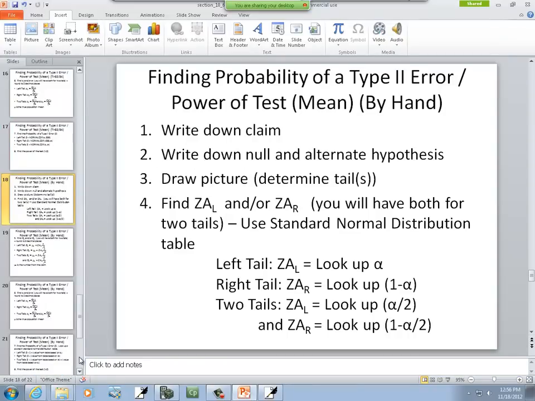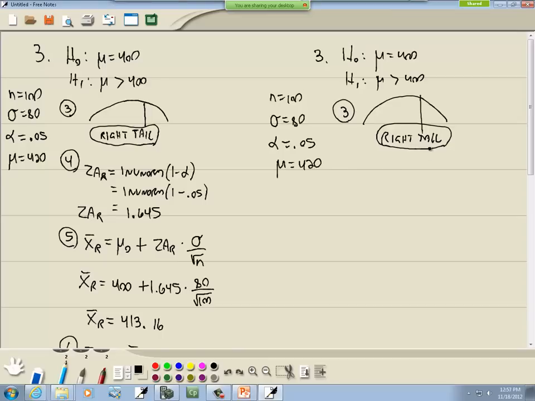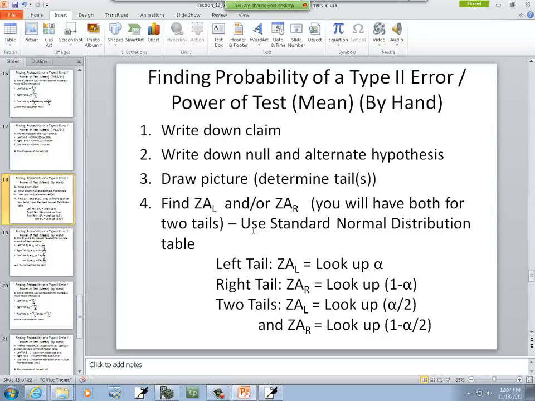By hand. Step 1, write down the claim. That's if you've given the entire thing. They've already scaled this down. Step 2, write down null and alternate hypothesis. That's given. Step 3, draw the picture. We did that. Same as the other one. Step 4, find Z sub L and or Z sub R. You will have both for two tails. Use the standard normal distribution table.